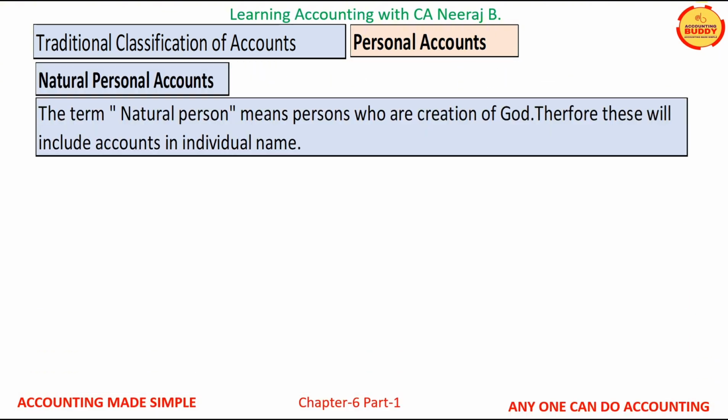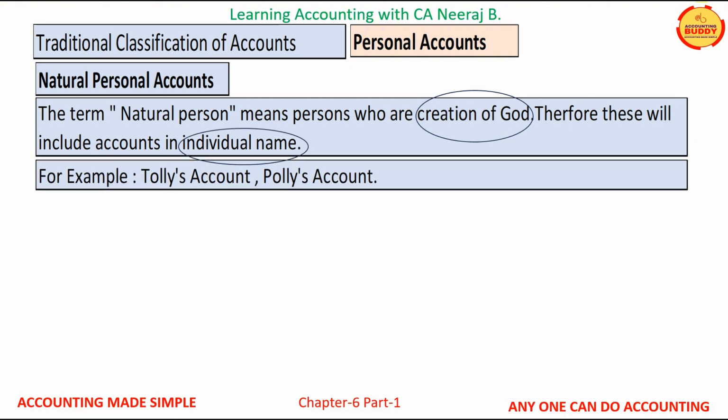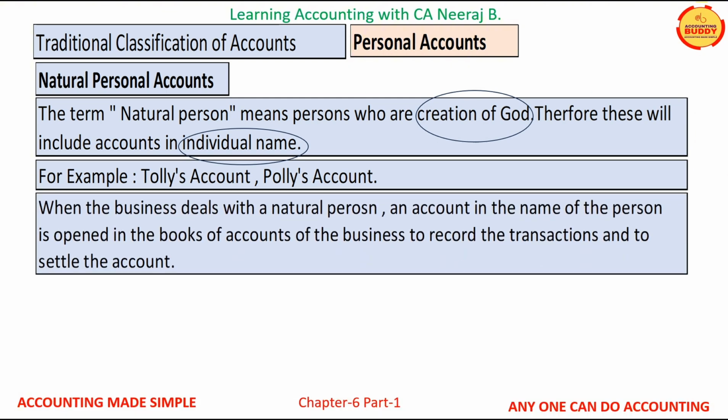The term natural person means persons who are the creations of God. Therefore, these will include accounts in individual names. For example, business transactions done with, say, Mr. Rowley or Mr. Polly will be recorded in their personal accounts maintained under their individual names. When the business deals with a natural person, an account in the name of the person is opened in the books of accounts of the business to record the transactions and to settle the account.